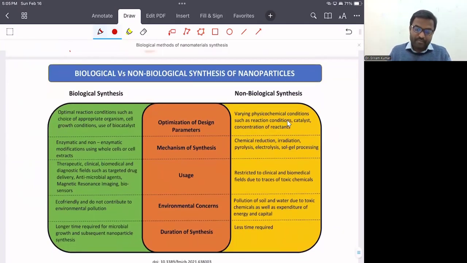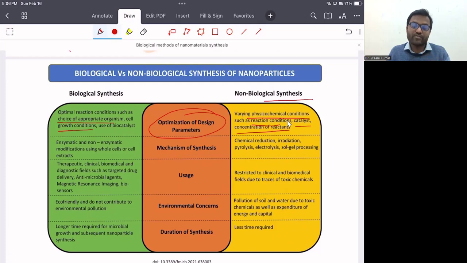So here, for biological synthesis, we need optimization of the design parameters. In biological synthesis, we need to optimize different things, such as the organism we need to use. Second is the cell growth condition. So we need to always use the growth condition of the biological sample's growth phase. However, in a non-biological system, we need to control the physicochemical conditions such as the reaction conditions, catalyst, and concentration of the reactant.